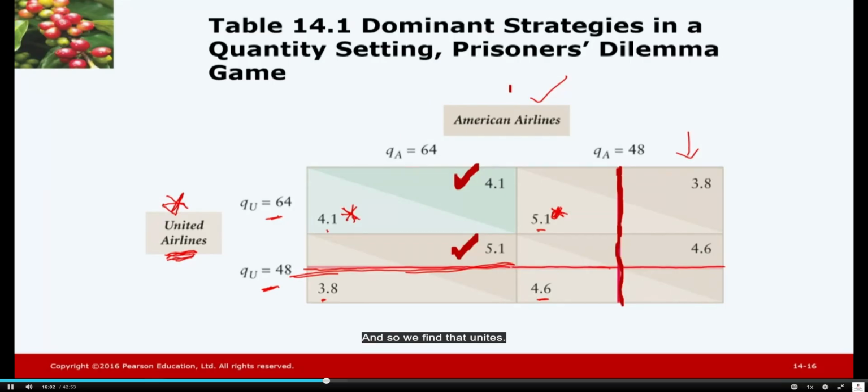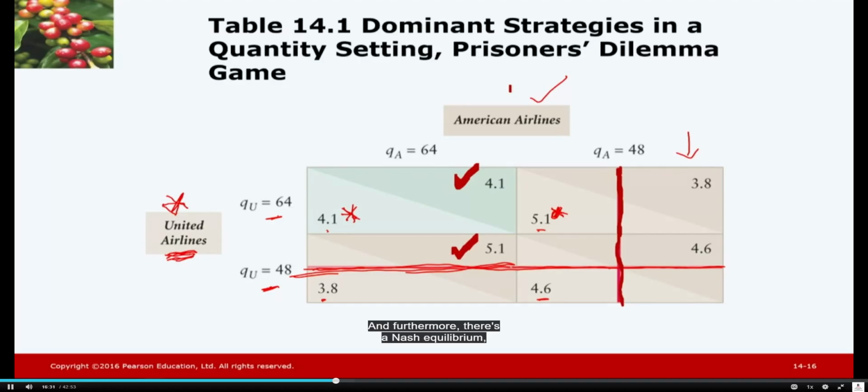And so we find that United also has a dominant strategy. It's not, we've ruled this out. It is actually not going to produce a low output in either instance. Regardless of what American does, it's going to produce the high output of 64. So we find both firms have a dominant strategy to produce a higher output. Even given all this uncertainty, we find a game plan here.